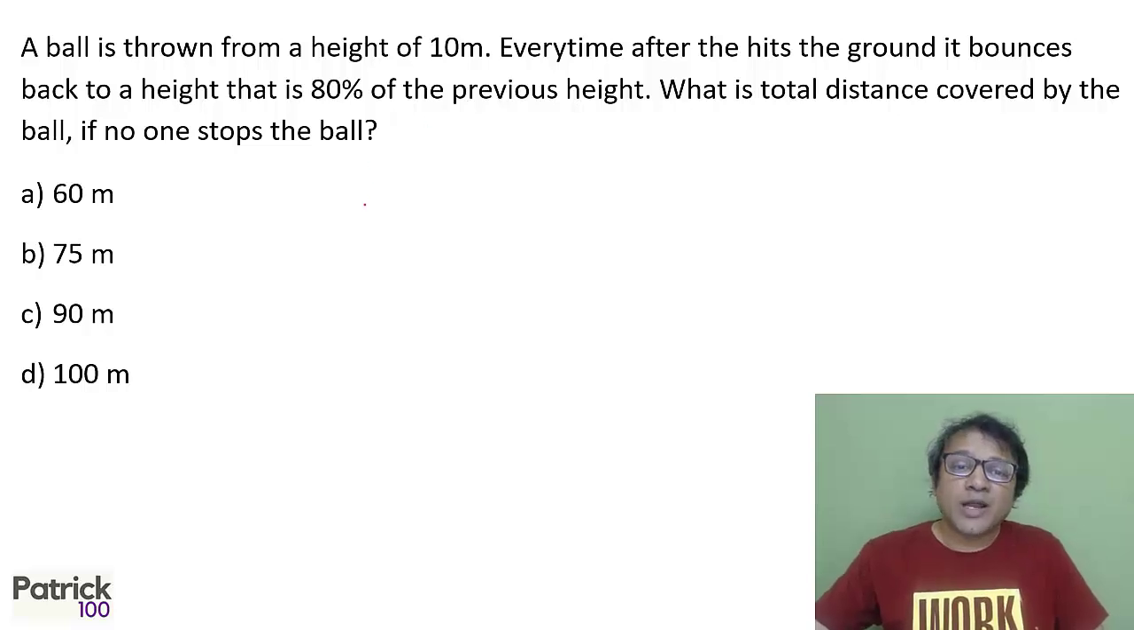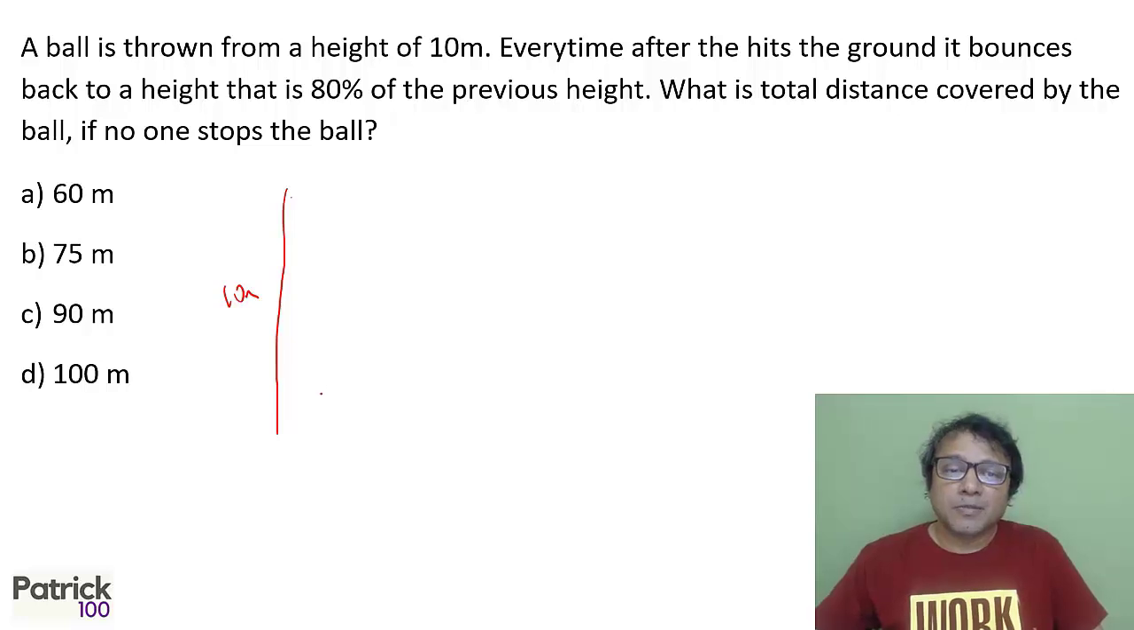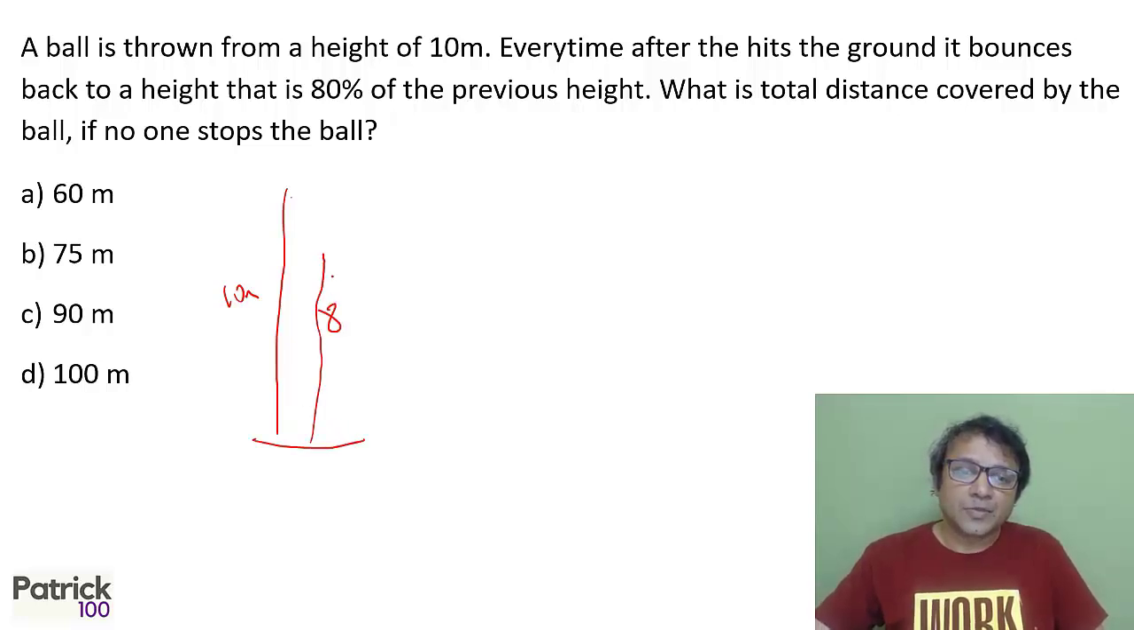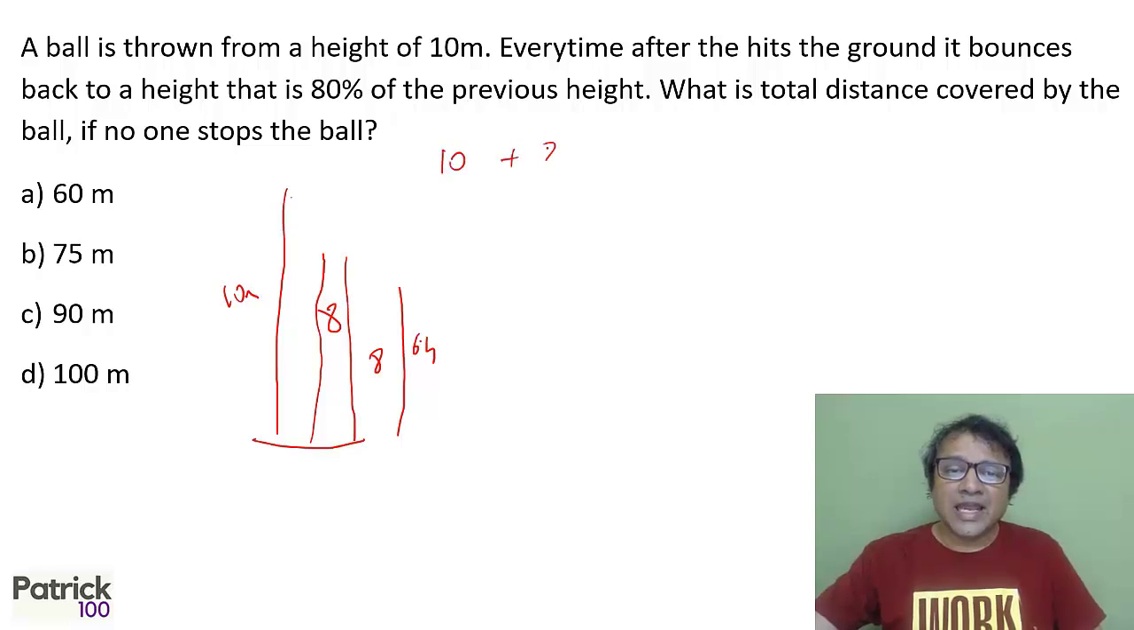A ball is thrown from a height of 10 meters. Every time it bounces, it goes up by 80%, so up to 8. Then it comes down by 8, then again goes up by 80% of 8, which is 6.4, and so on. If you notice, it is a geometric progression. So 10, then there is 8 and 8 two times, then 80% of the previous value, 6.4, 6.4, and so on and so forth.